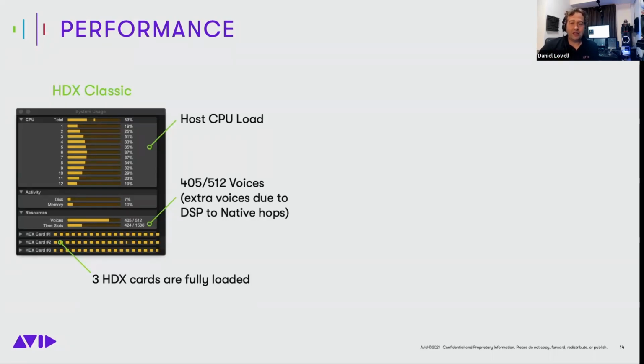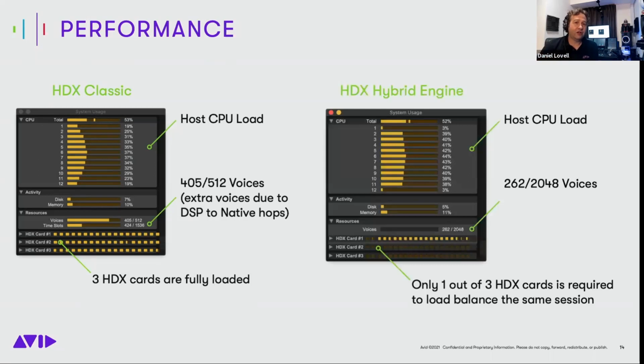But it's interesting to see that when we open the same session using the hybrid engine, we are using far fewer voices because we aren't having to deal with all of these hops between the native domain and the DSP domain. And in this case, with a little bit of load balancing, we're using one of the 3 HDX cards. What I mean by load balancing is simply that there may be some plugins that have a DSP version, and you want to run those tracks in DSP mode just to take a bit of load off the computer CPU.